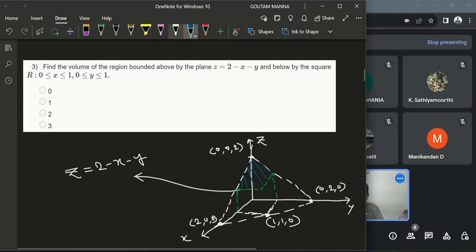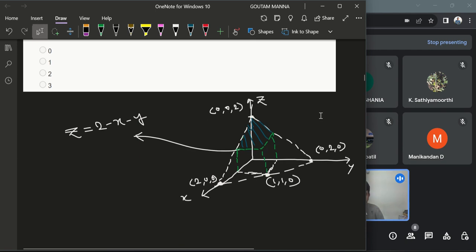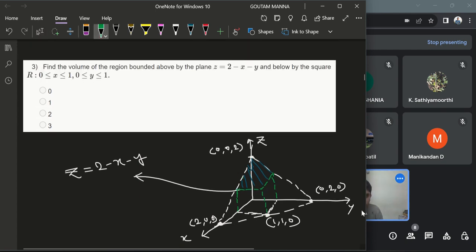Okay, so we need to find this volume. This blue part is from the plane, and this other part is because of the square region. So you have to find the volume inside this region. I think the drawing is clear. If not, then please ask.